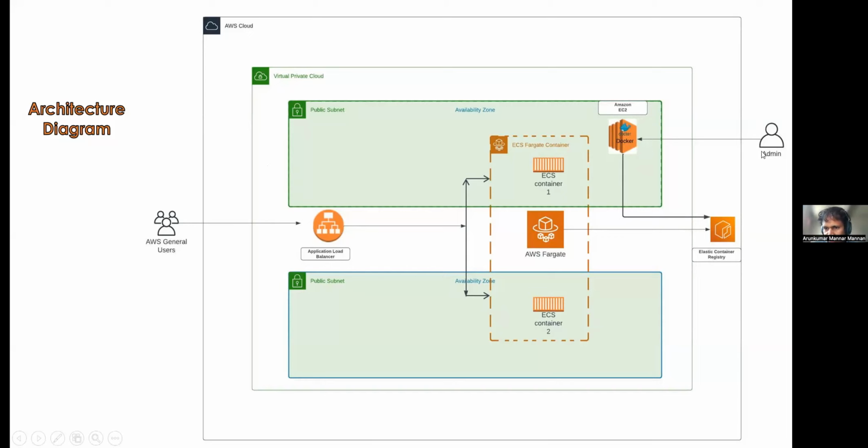And once the image is available in ECR, AWS Fargate, which is a serverless engine, will take the image from Elastic Container Registry and spin up the containers. It's a self-managed service, highly available and scalable. So we don't really need to worry about spinning up any EC2 instance. AWS will take care of creating it.